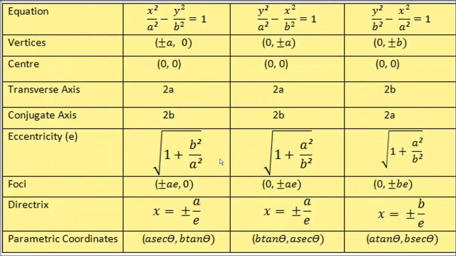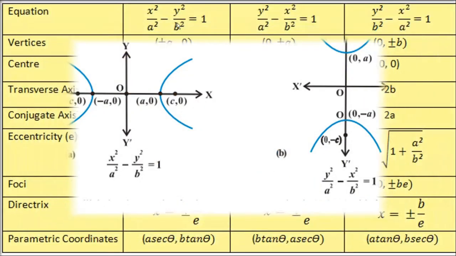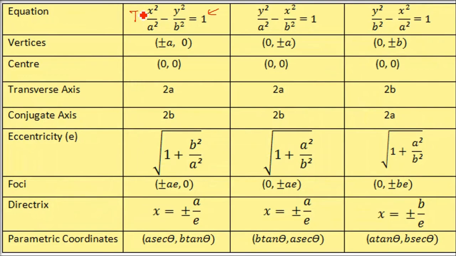As I was telling about the formula, this is the list for transverse and conjugate. The first column is the name. The second column is transverse, horizontal. The third column is conjugate, or a vertical hyperbola. Let me draw it here for ease of understanding. This is a horizontal hyperbola, and this will be a hyperbola on the vertical axis. So x square by a square minus y square by b square equals 1.